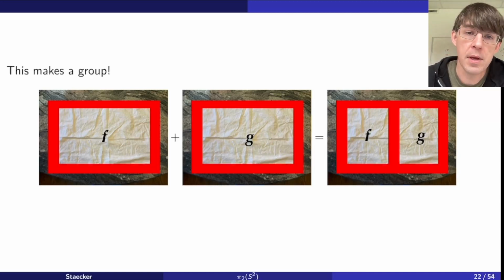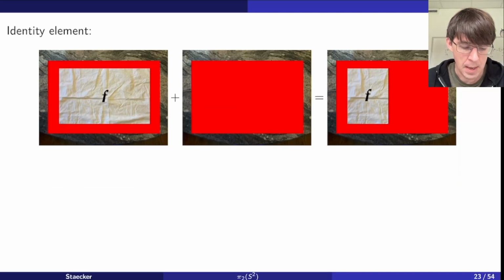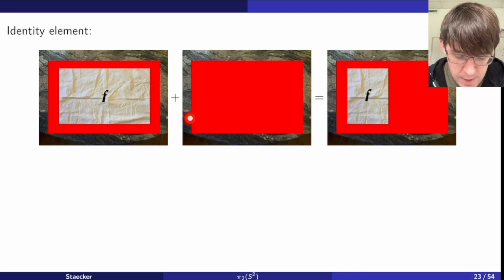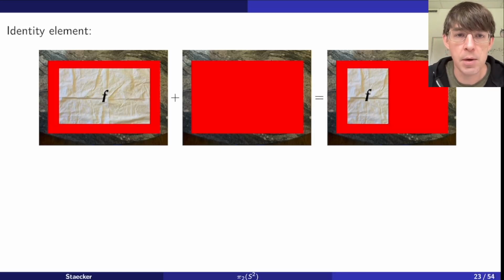You do one thing on one half of the napkin and another thing on the other half of the napkin. And this is the group operation, all right? This right here is the group identity element. This would represent a wrap up, kind of in quotes, wrap. You're not really wrapping anything up. You just crunch the whole napkin down to a point without going around the potato at all, all right?